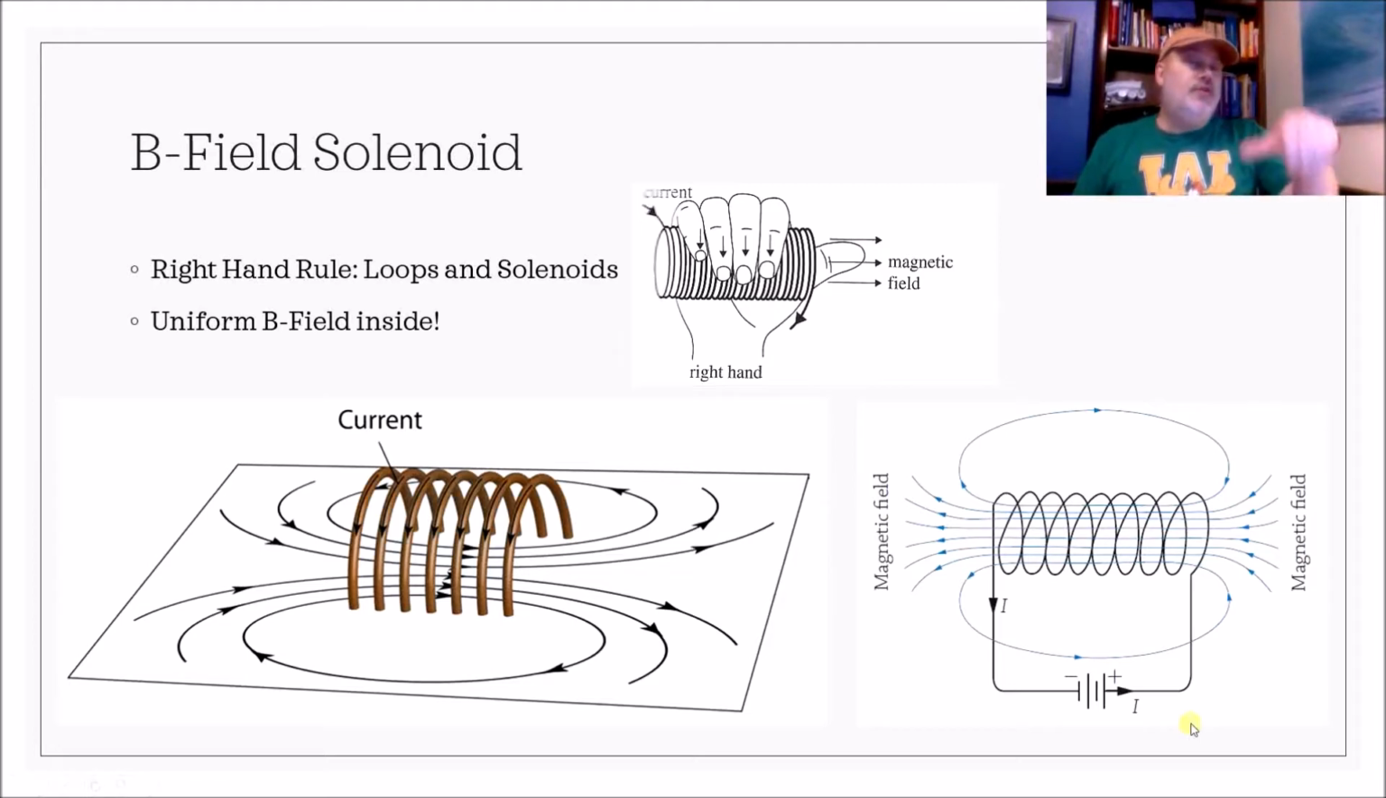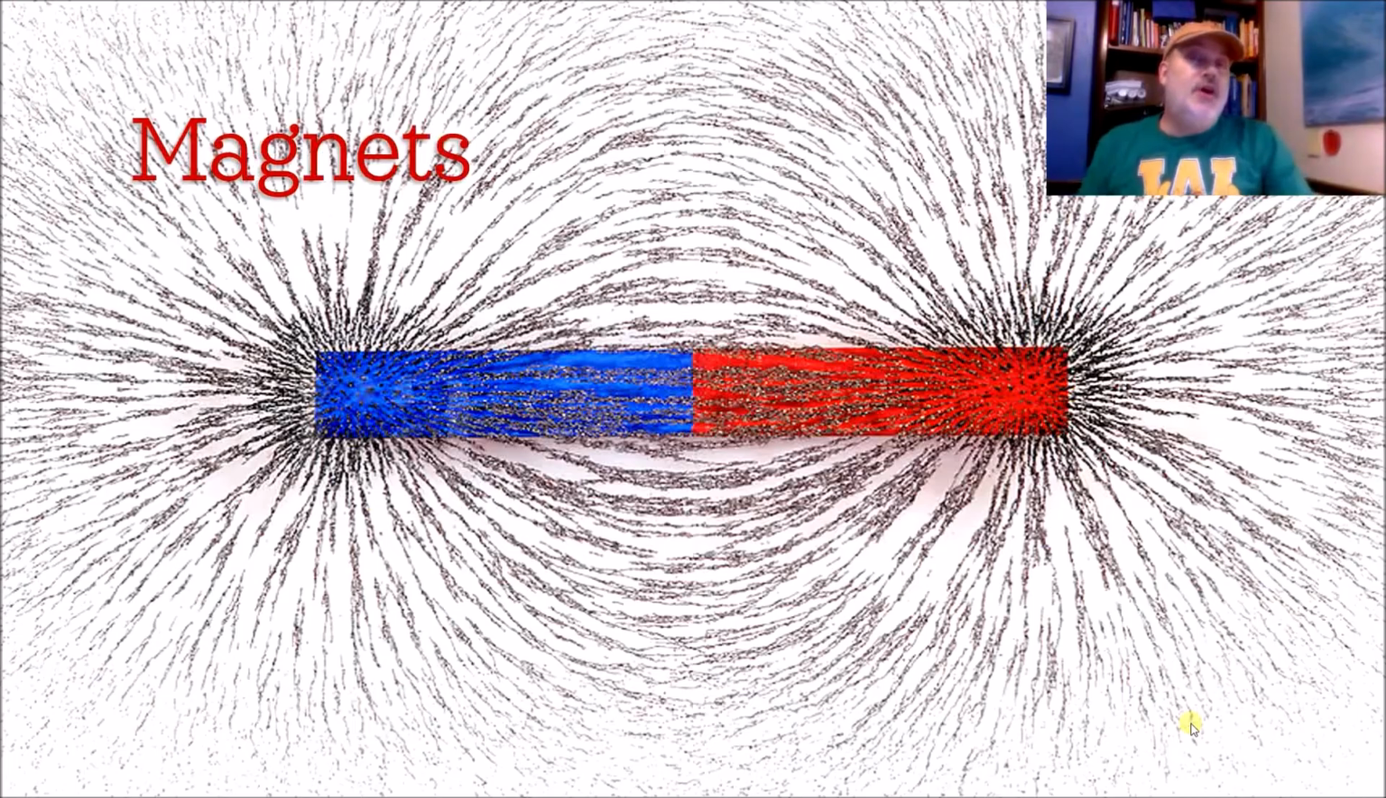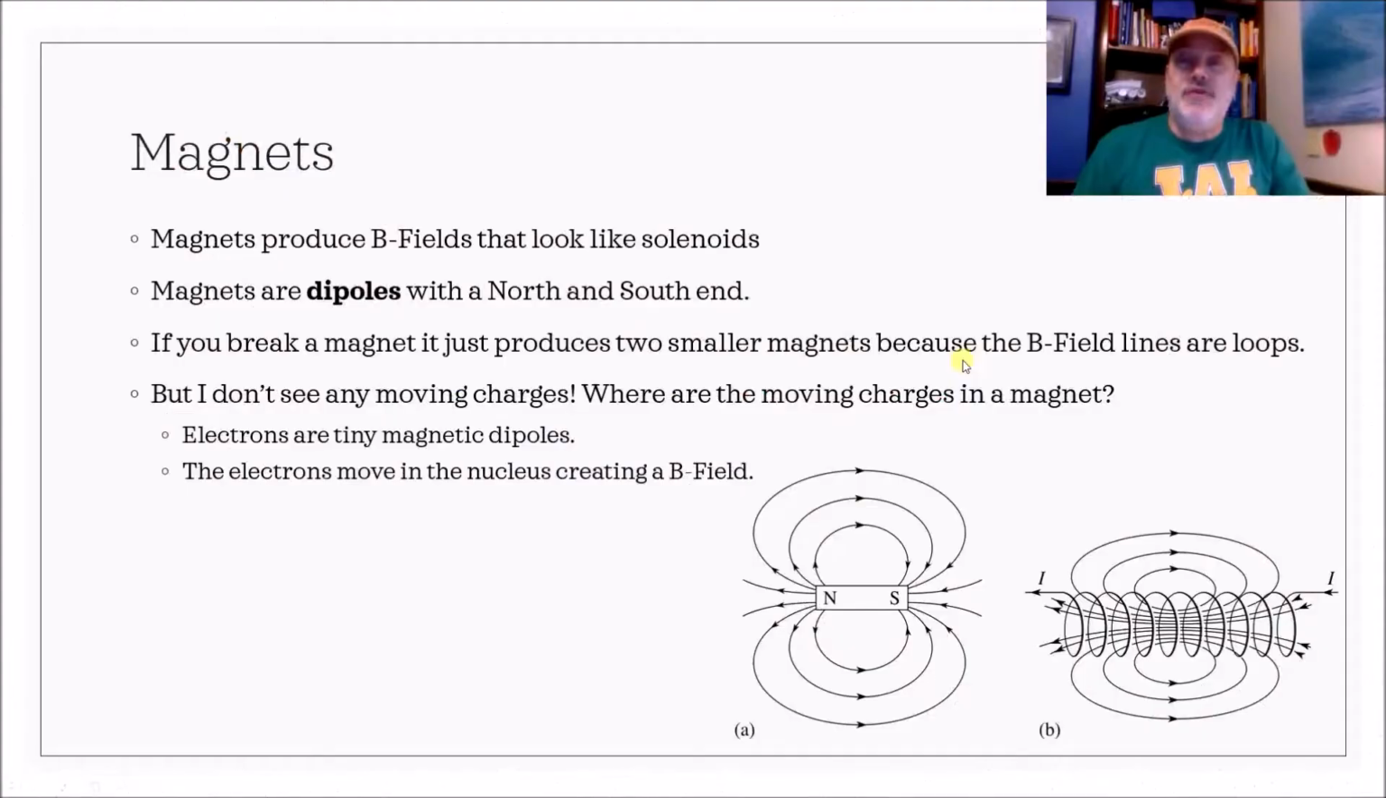If you curl your fingers around, you can see which way the magnetic field points. And this is the solenoid rule for the right-hand rule. Let's talk a little bit about magnets. So here's north and south. Usually red is north, blue is south. These iron filings become magnetized and they line up in the magnetic field.